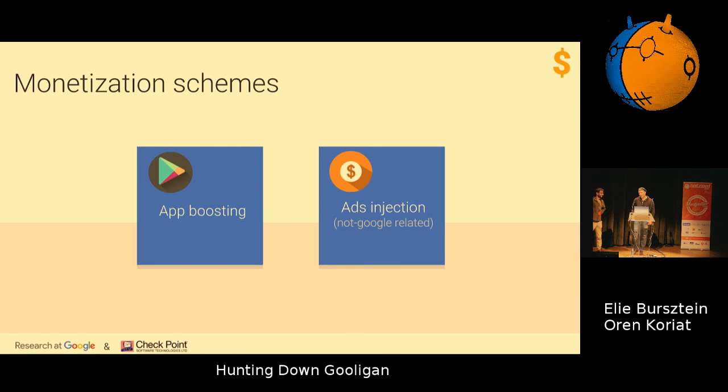The first one, they were trying to do app boosting, so it's directly relevant to Google. They were trying to basically sell installs and ratings to some of their clients. And they were also doing ad injection, in the sense that they had a way to trigger pop-ups into your phone. And we're going to talk about how they were able to do both of those.